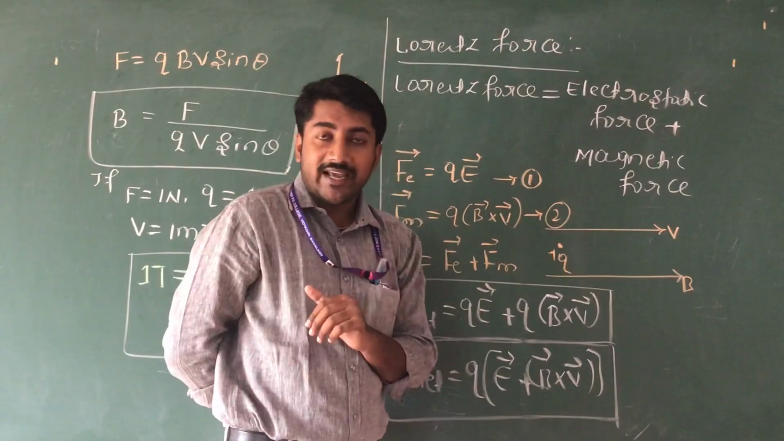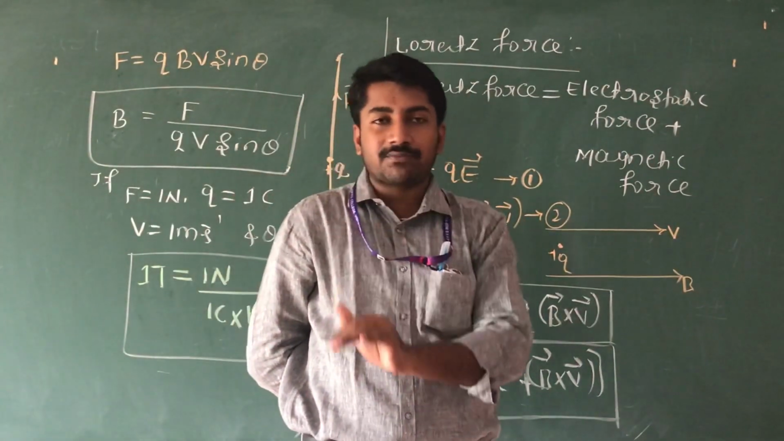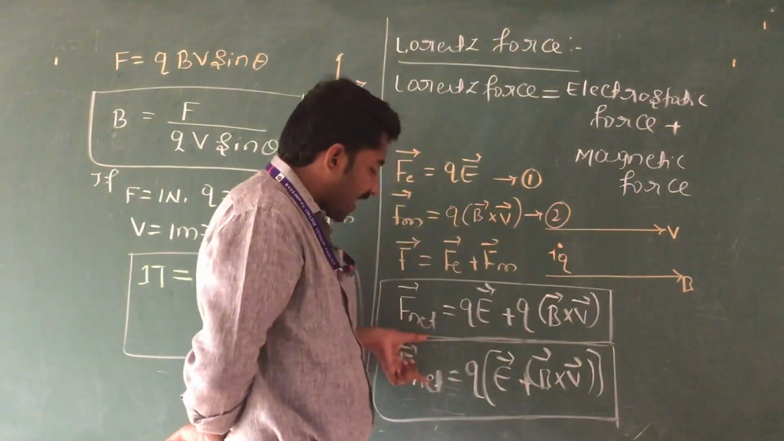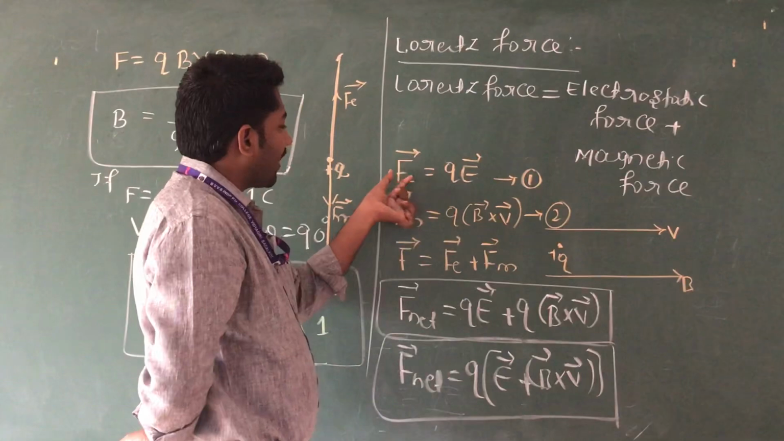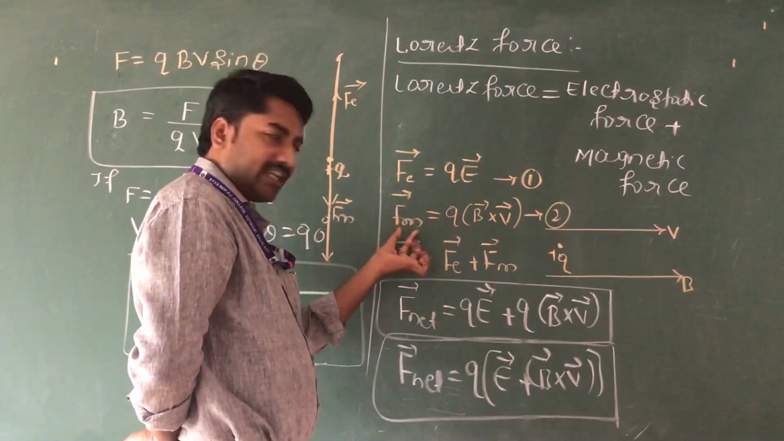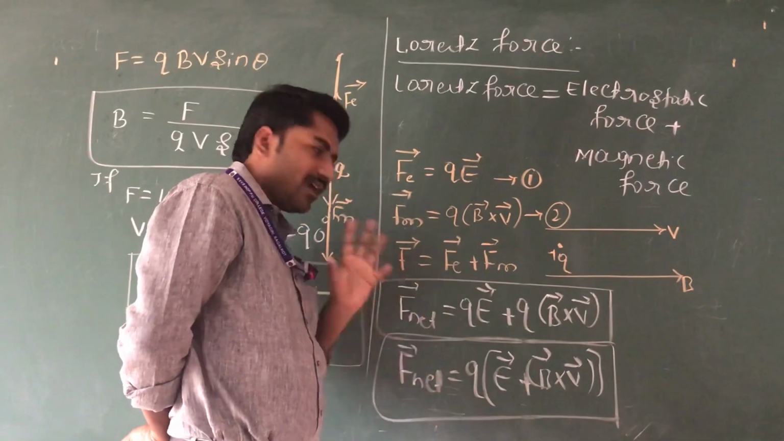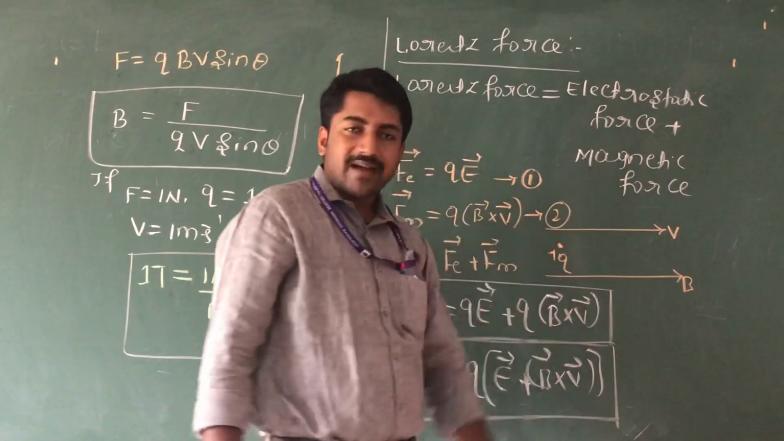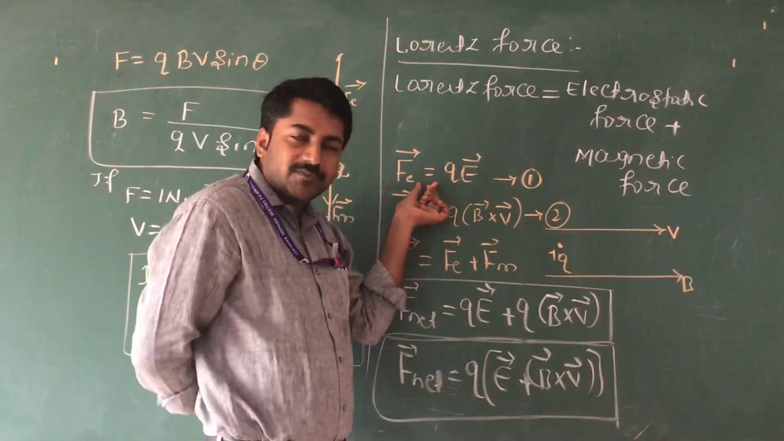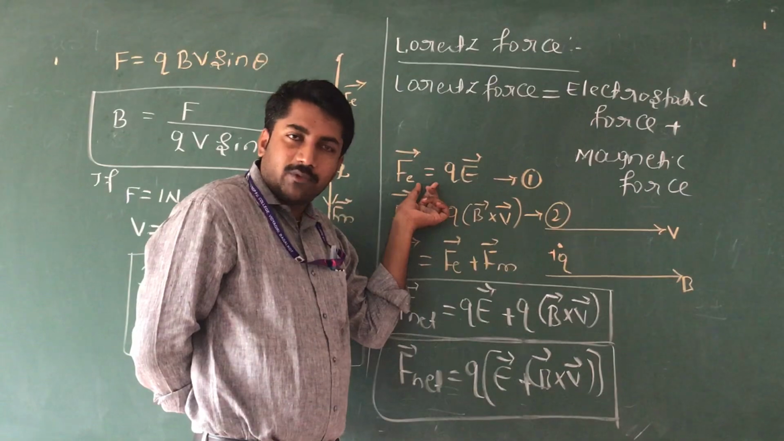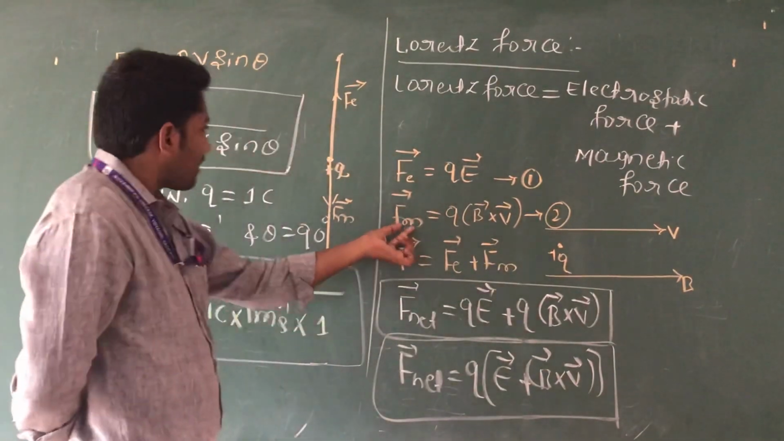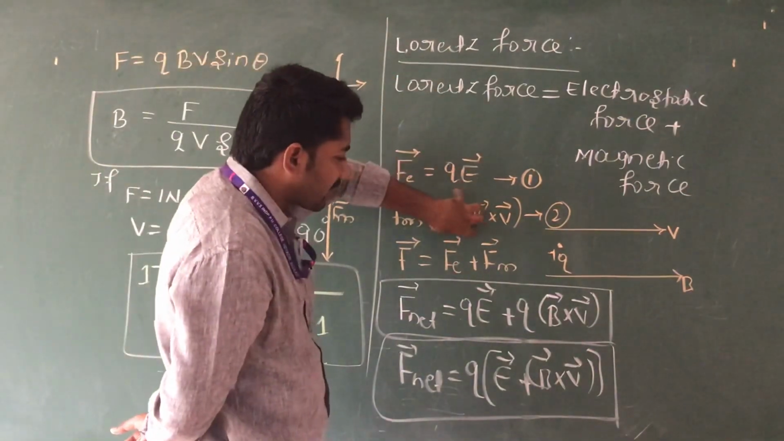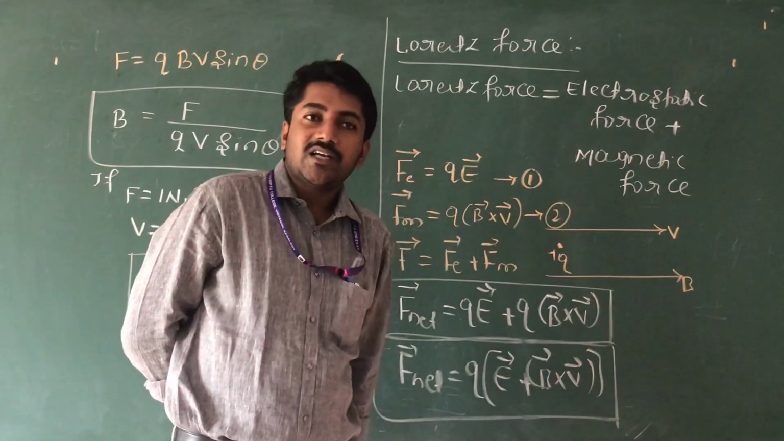Lorentz force means where both electric field and magnetic field exist in the space, that region is called Lorentz force, which is the expression for Lorentz force. We know the electrostatic force and magnetic force. When we combine these two forces, we get the Lorentz force. This is very simple: Lorentz force is equal to electrostatic force plus magnetic force. The electrostatic force formula we will study in Unit 1, electrostatics. The magnetic force equation is F is equal to QBV sin theta. Combining these two equations, we get another force called Lorentz force.